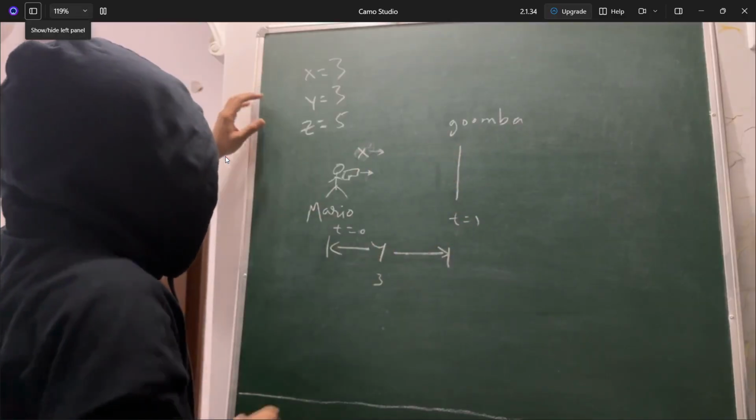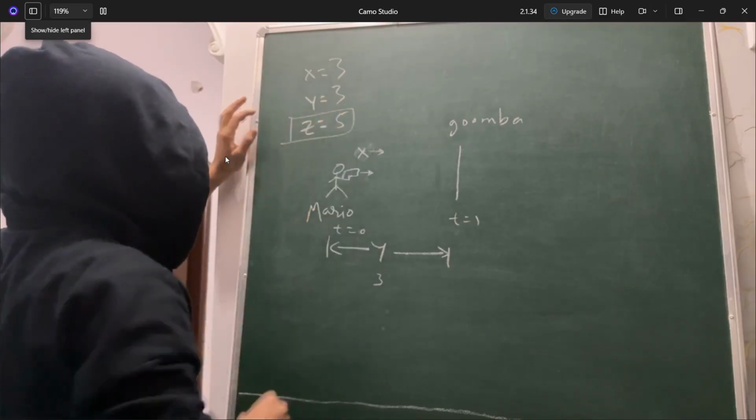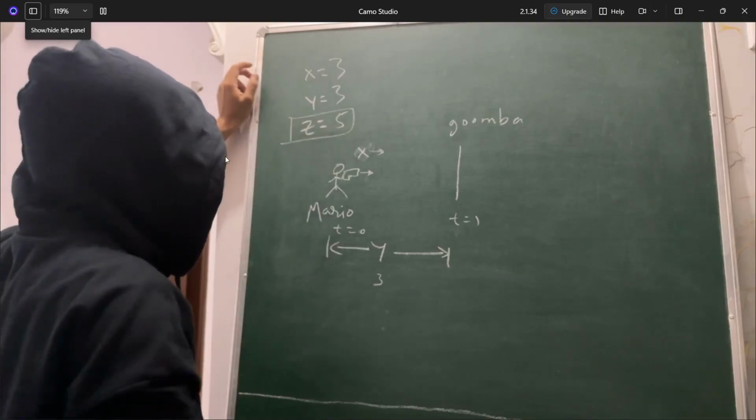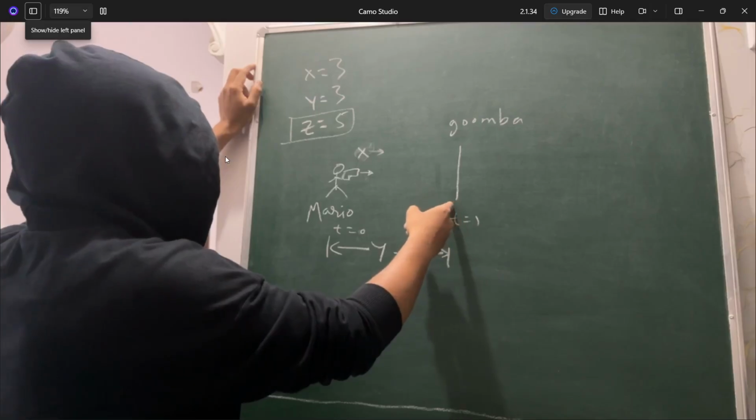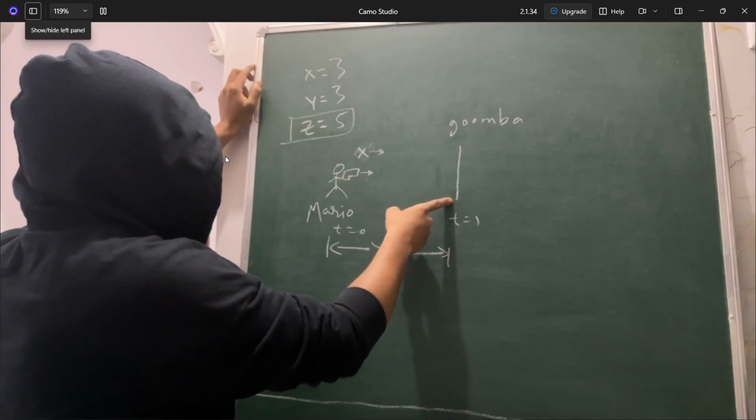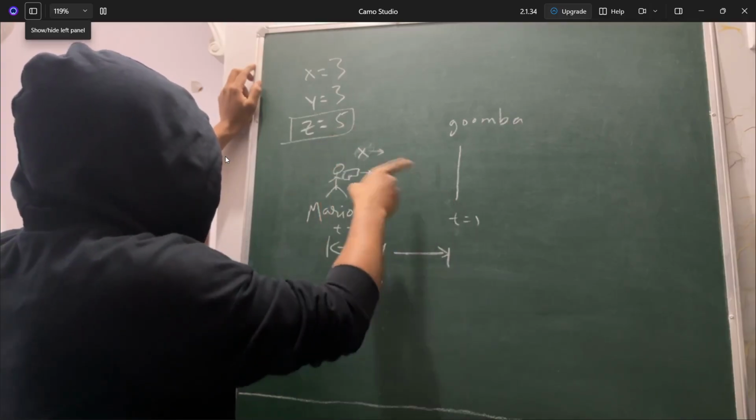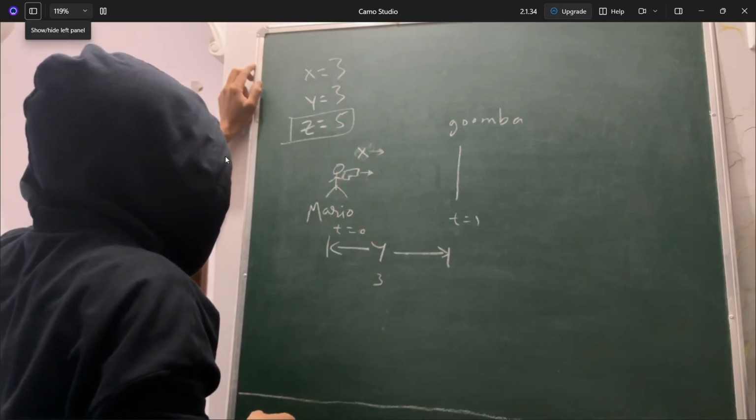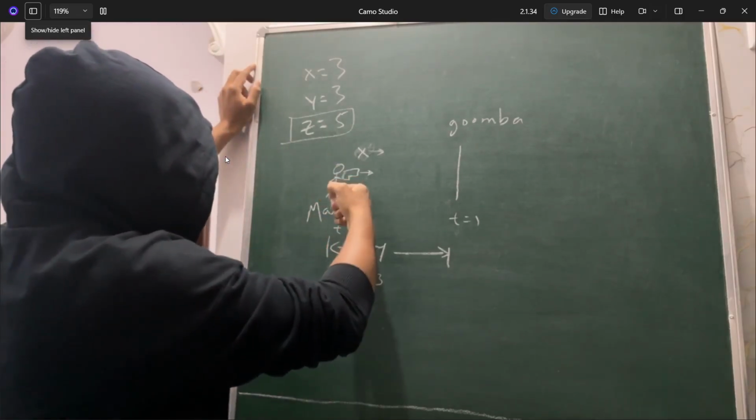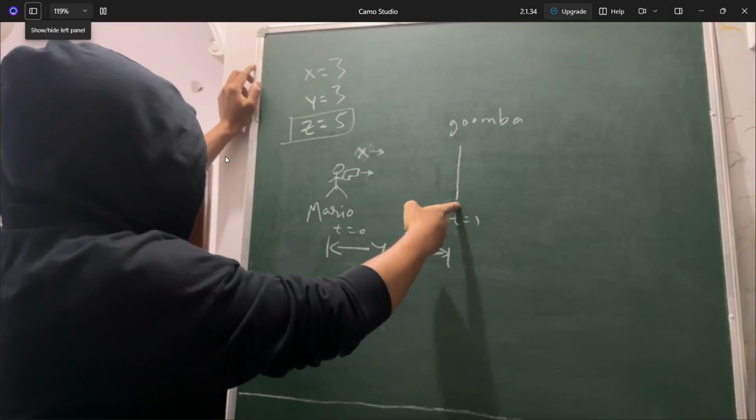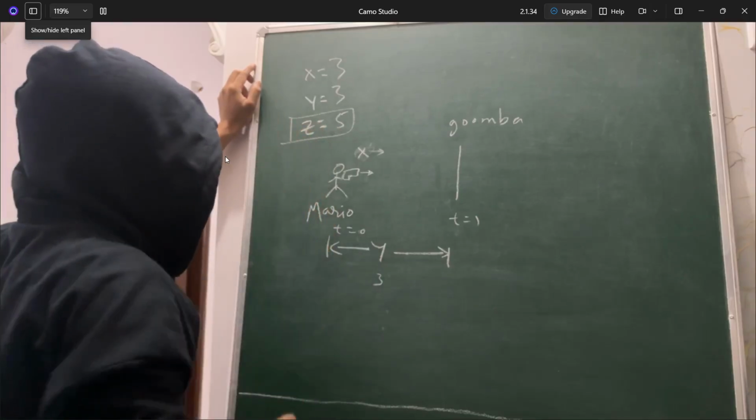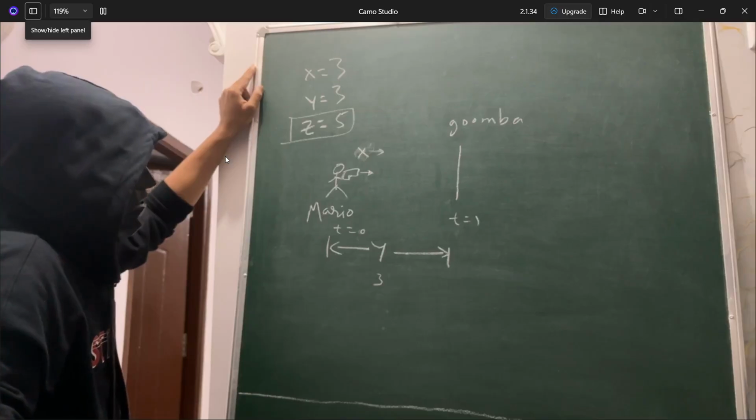But in the question's twist, they have given one more thing, that is z. What they are asking is that the bullet has to reach the Goomba at least at this second. Before this it shouldn't reach, so it should reach after this second. So what is the minimum time he has to wait so that when he shoots, it reaches the Goomba at a time greater than or equal to z, which is 5? I think you got what I'm trying to say.